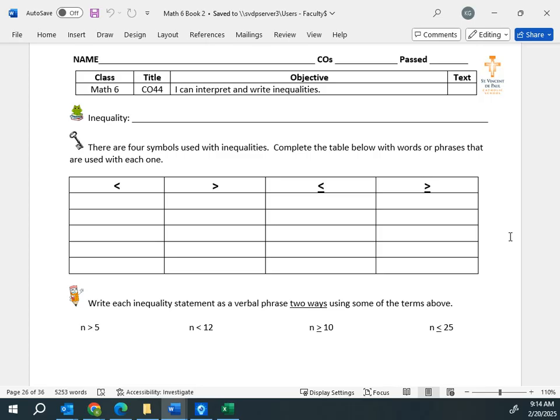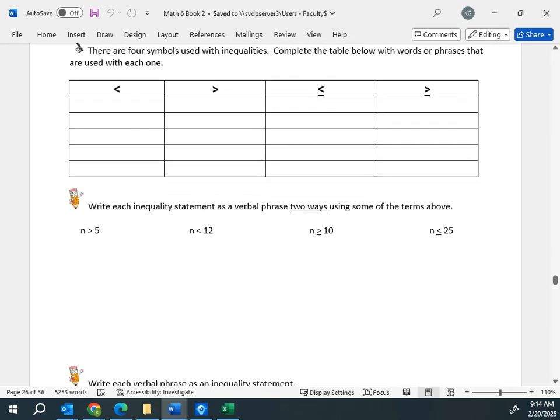Practice test will be Monday, real test will be Tuesday. So we start Unit 6 with CO 44. I can interpret and write inequalities. Remember that we have this table to help us know which symbol we need to use for different words. That is something you're going to want to put on your help sheet.